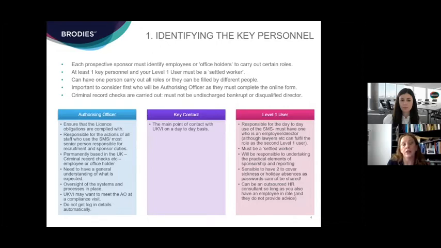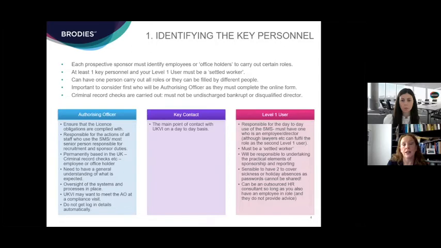And your first level 1 user must be either an employee or a director or other office holder. It's possible to add on additional level 1 users at a later date who don't need to be employees. They could be external representatives like lawyers, for example, but your first one, and you must have at least one, who's an employee. And it definitely makes sense once you've got the license in place to add on an additional level 1 user so that you've got cover for holiday absences or sickness absences, etc.